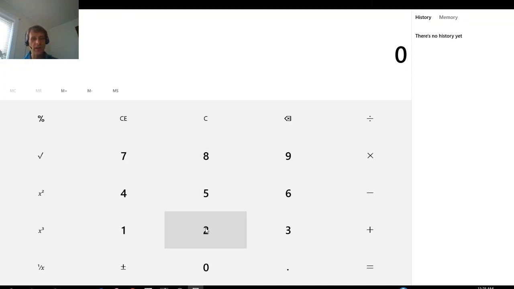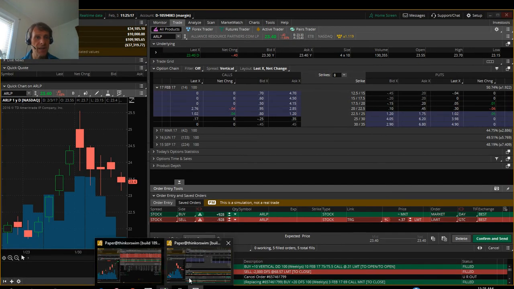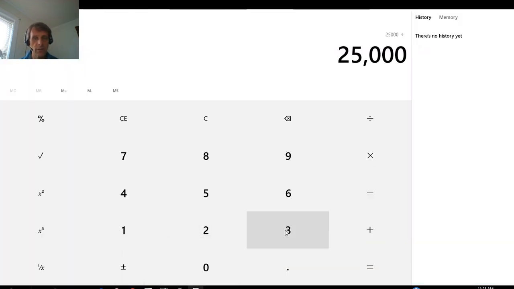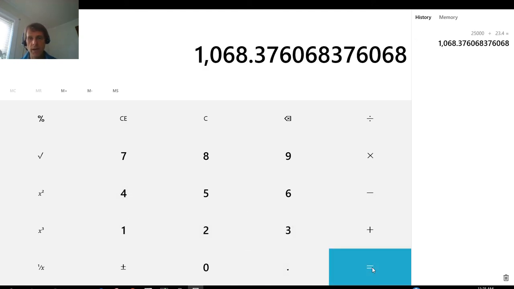Let's say we want to do $25,000, and we're dividing it by the stock price. The stock price at this moment in time is 23.40. The last trade was 23.40, so that's the price I want to put in there. And how many shares can I get? I can get 1,068. Now I like to round off to the nearest 100. The reason is that options trade in hundreds. You really can't trade an option with 68 stocks. You have to have 100. So I'm going to do 1,100 shares.